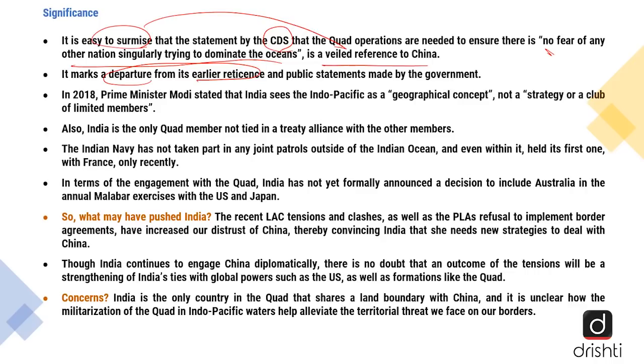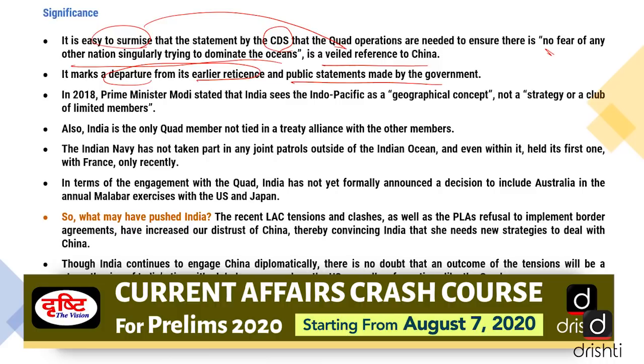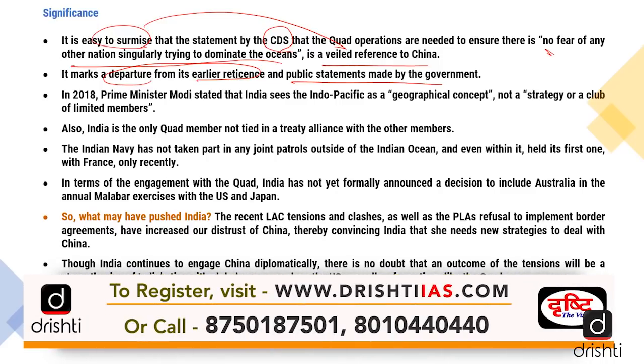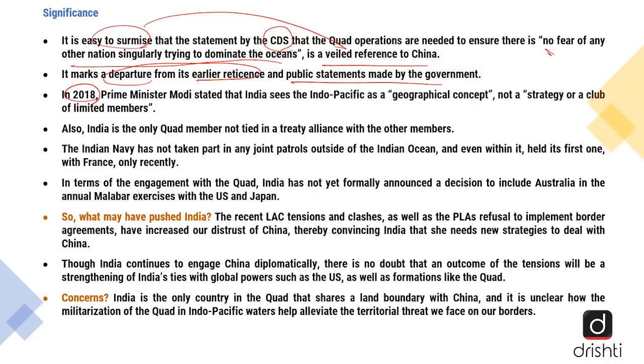Reticence means that technically we have been a little reserved when it comes to policy related to the Quad, and in public statements made by the government. Why do I say it's a departure from the earlier reticence? For example, in 2018, Prime Minister Narendra Modi had stated that India sees the Indo-Pacific as a geographical concept and not as a strategy or a club of limited members, which made sense because our policy is Vasudhaiva Kutumbakam, that is, everyone can coexist together.